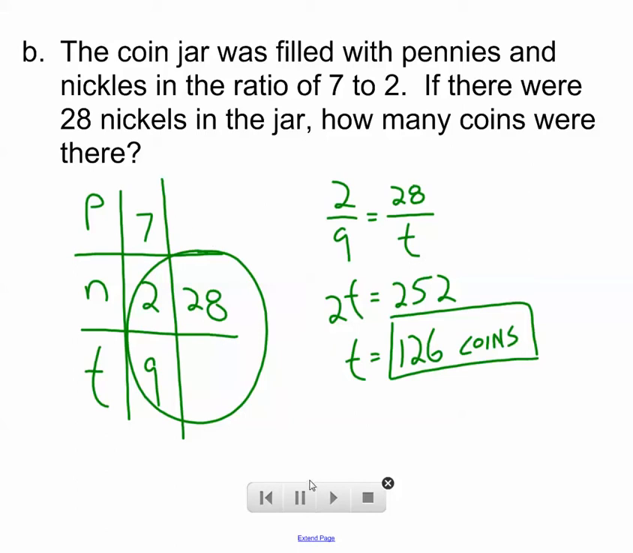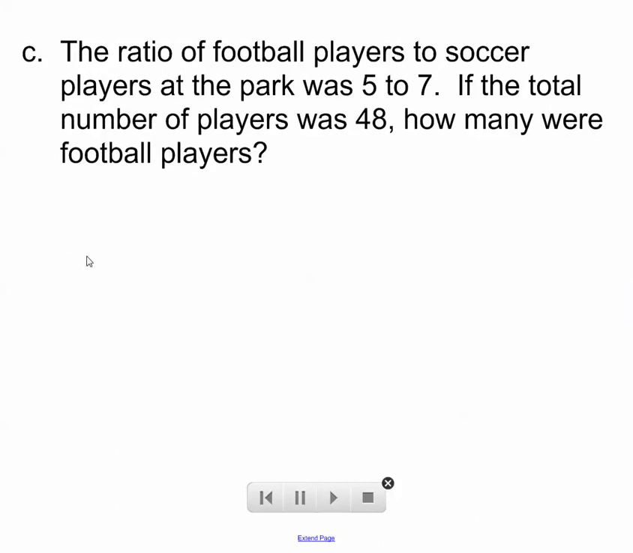Gosh, I could see us going on and asking, okay, what's the total value of all the coins? Well, to do that, we'd have to figure out how many pennies are in there. And each penny's worth a cent. Each nickel's worth 5 cents. Boy, we could make a good story problem out of that. The ratio of football players to soccer players at the park was 5 to 7. If the total number of players was 48, how many were football players?